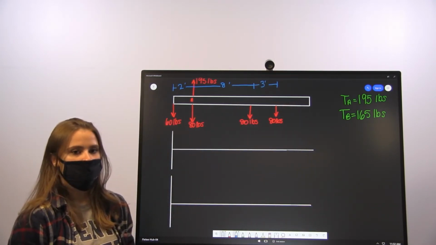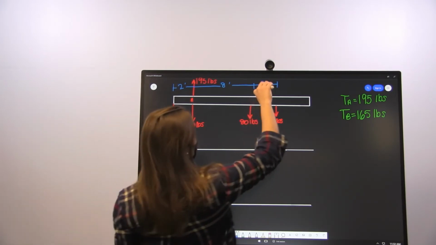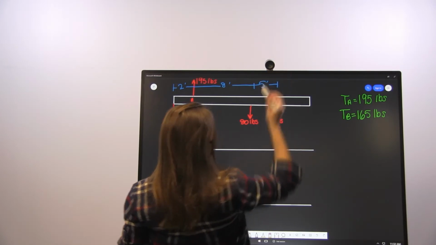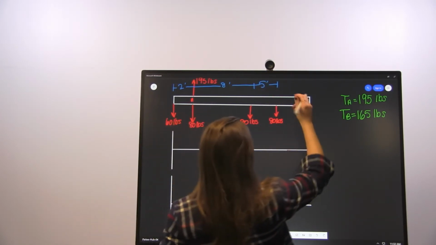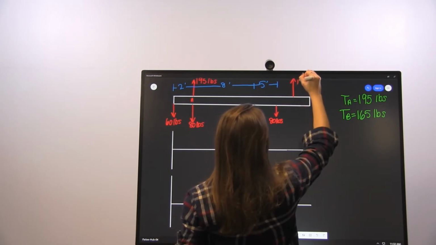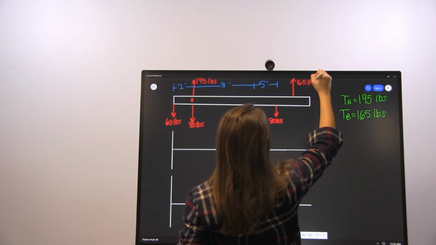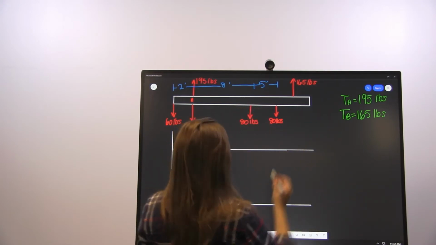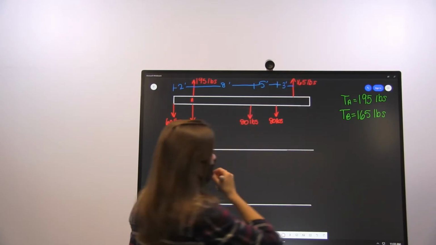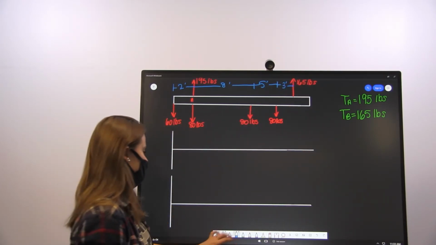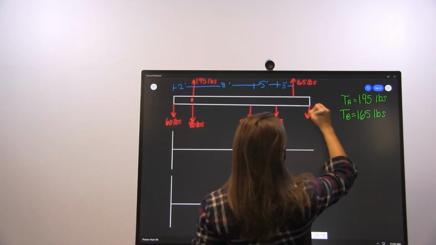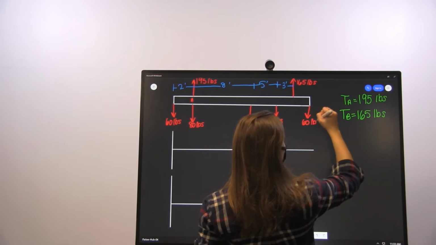Oh sorry, that's 5 feet, not 3. That's our 5 feet over. And then the 3 feet over, that's going to be this tension B of 165 pounds. And that's 3 feet from the other point. And then from there we have our last downward force of 60 pounds.